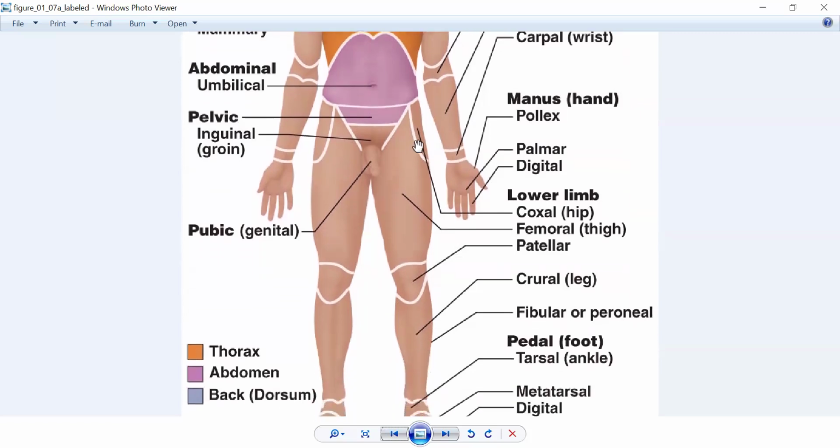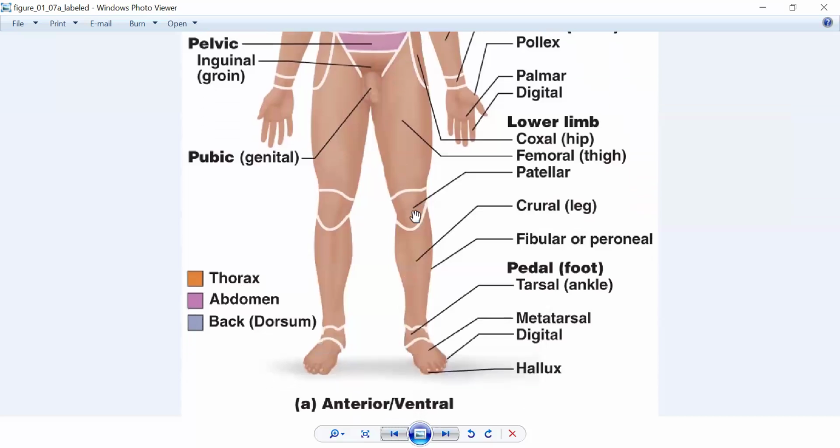Your hip region is coxal. The upper leg is femoral. Your knee region in the front is patellar. It has to have an R. If you put patella without the R, again, you're referring to the bone. The front part of the leg, the lower extremities, is crural. To the side is fibular, or you say peroneal. Again, you need that R there at the end of fibular. You put fibula, that means the bone.